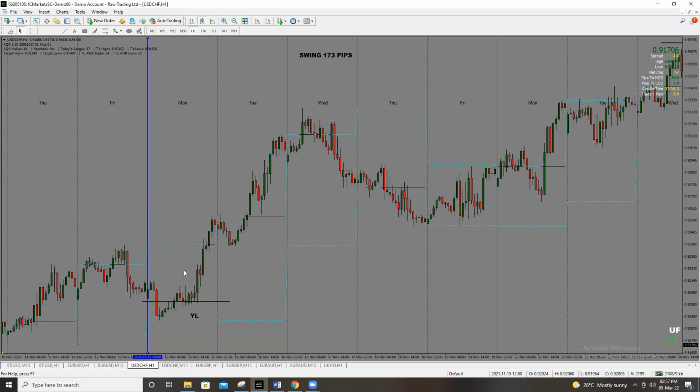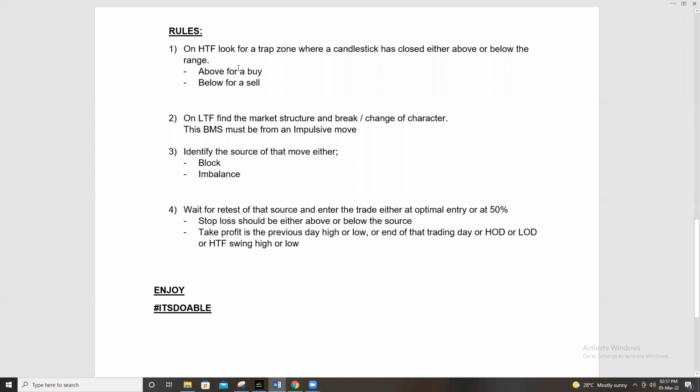So here I have yesterday's low and I have this candlestick. Can you see this candlestick here? It has closed above this black line, which is showing my yesterday's low. So it has closed above, and that is all that I need on step one. A candlestick closing above my range. That is rule number one, above for a buy. So my step number one has been met. So what do I do next?